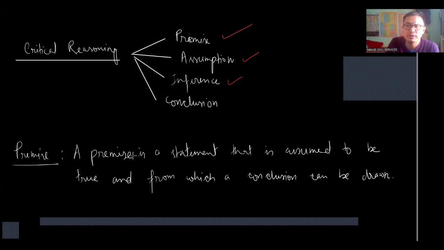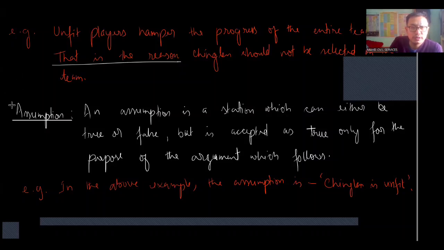So the premise is already given. It's an affirmative statement that will be given in the passage, and from that statement we have to make a reasonable assumption. The assumption should be constructive, the proper base of a logical inference, and then we draw the inference.